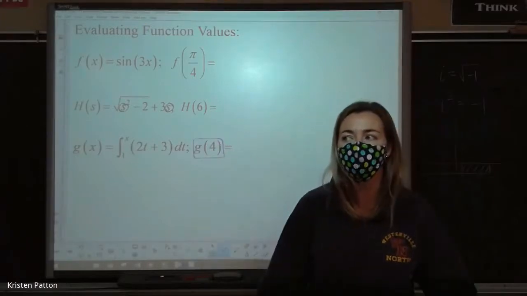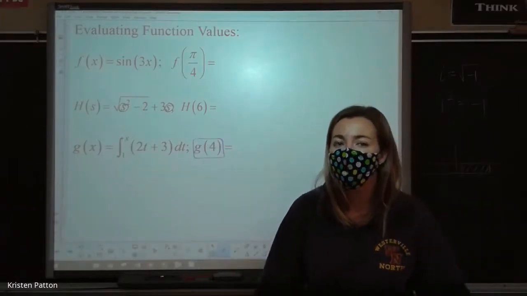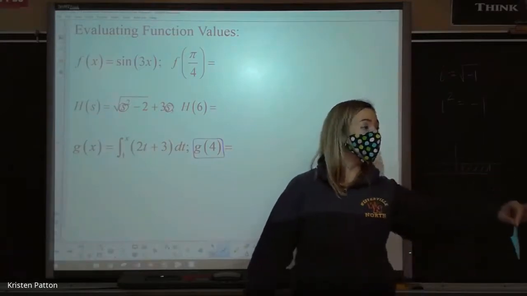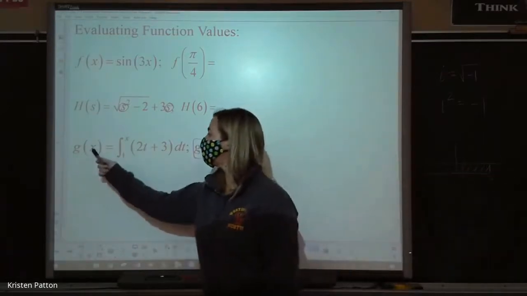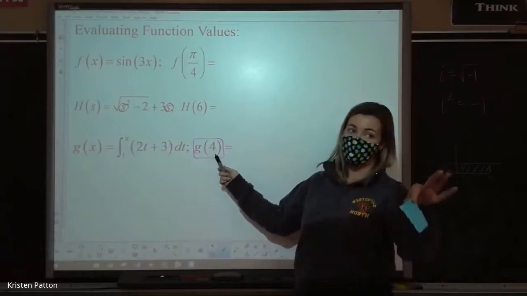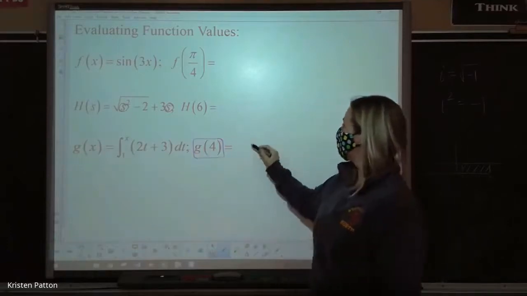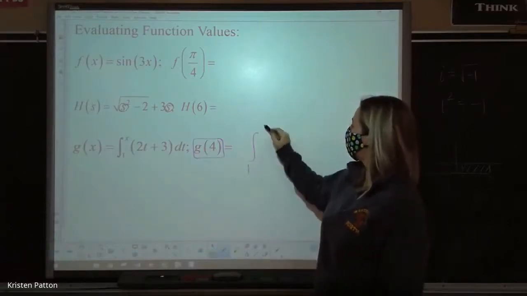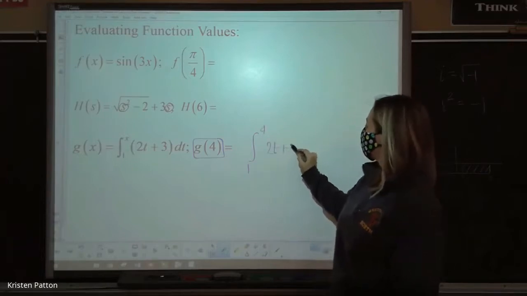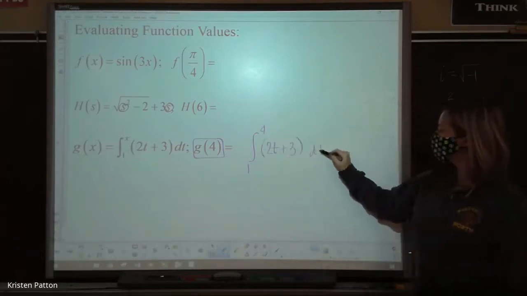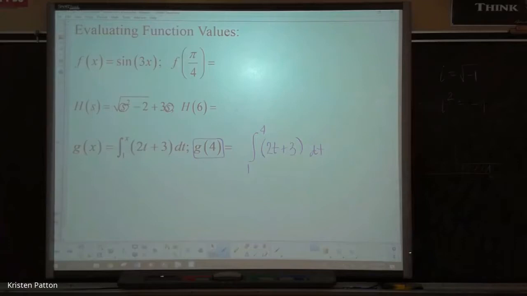What do they want you to do? Plug in a 4 for x, right? g of x, g of 4. So there's a lot of variables there, but they want you to plug in a 4 for x only. And now we have something that we can handle. How do we do this?